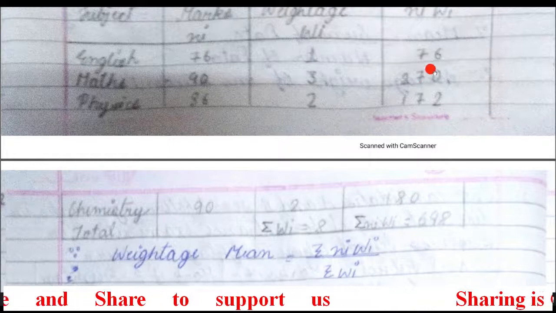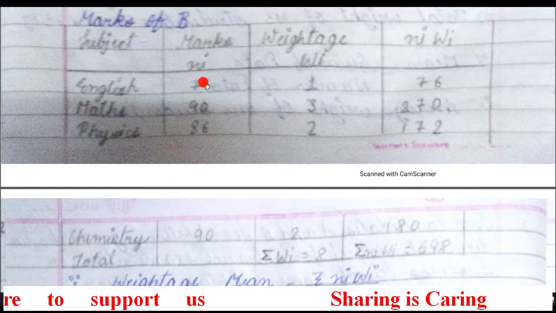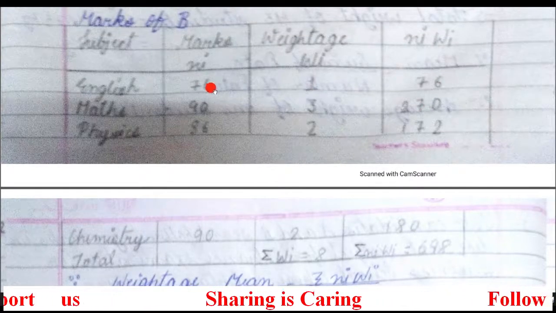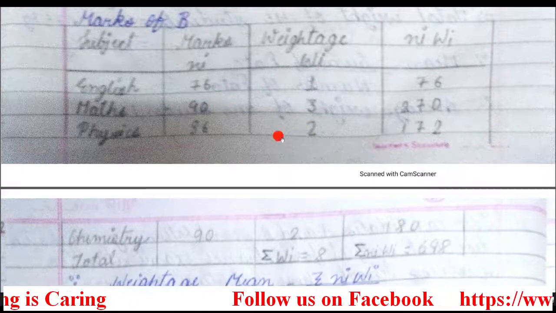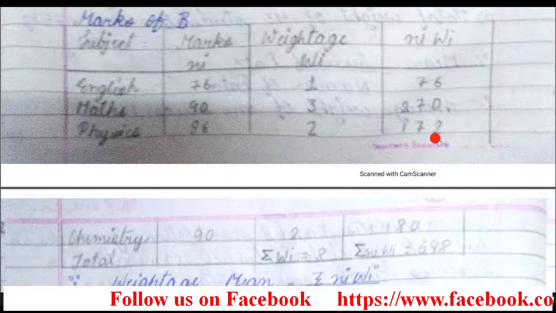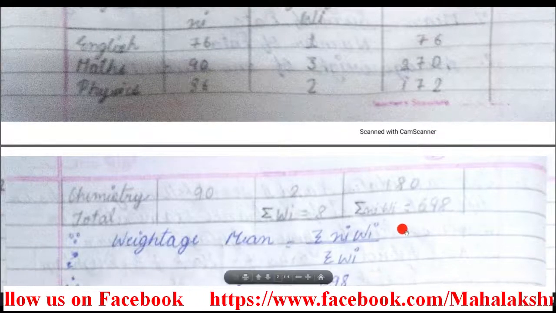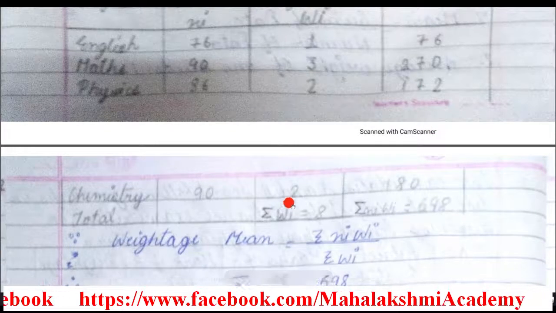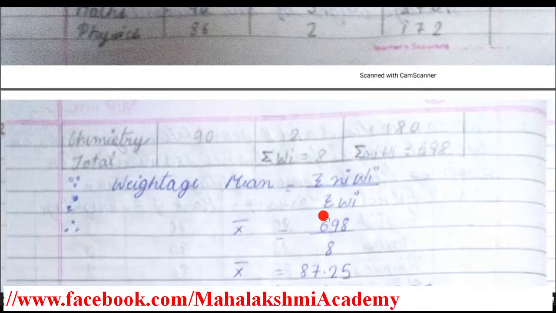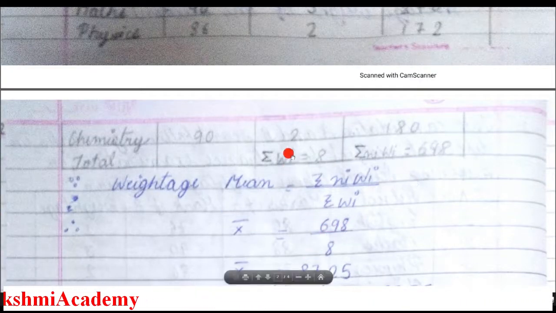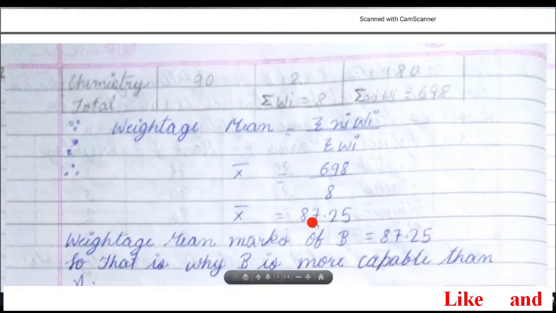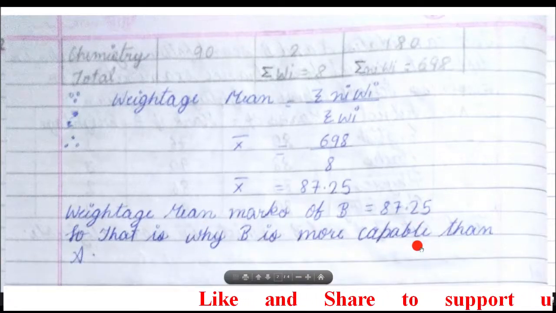Now this Xi Wi you have to multiply the corresponding elements of both the columns. 76 multiplied by 1 is 76, then 90 multiplied by 3 is 270, then multiply them, add them. So the summation is going to be 698 and here summation of weightage is 8. Now weightage mean for B is 698 from the table and upon 8. So this is the formula, in that we put the value. When we divided we got this. So weightage mean marks of B is 87.25.